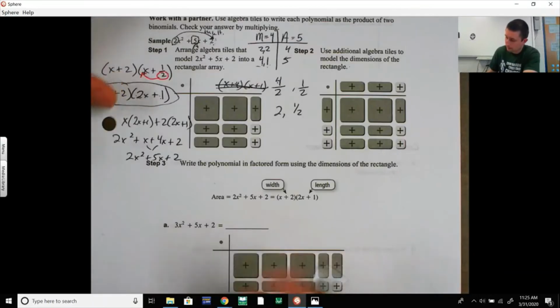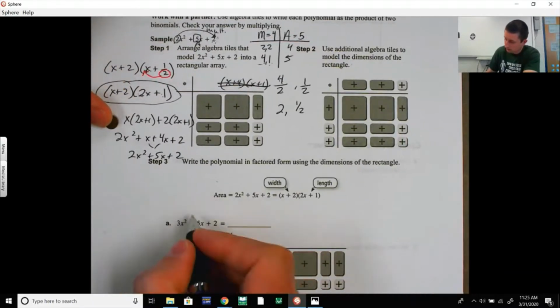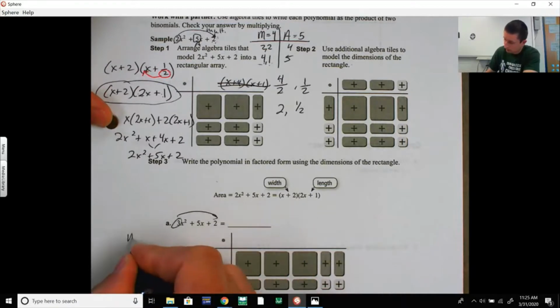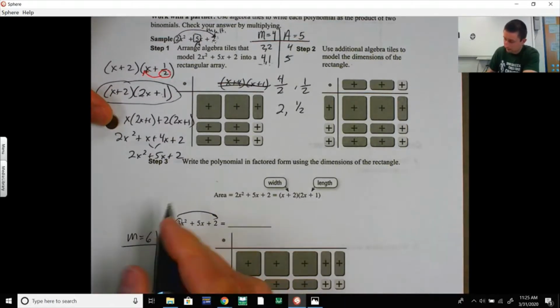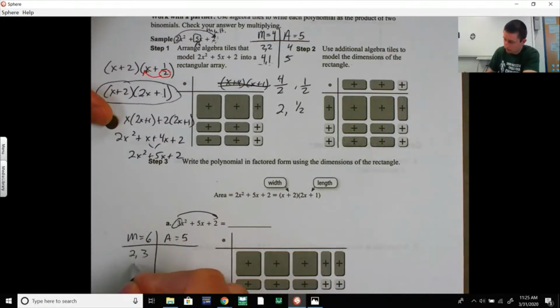Okay, so 3x squared plus 5x plus 2. I'm going to take 3 times 2. I'm looking for what multiplies to 6 and adds again to 5. So multiplying to 6 and adding to 5, 2 and 3, 1 and 6, 2 and 3 is 5. So we're going to use those two.